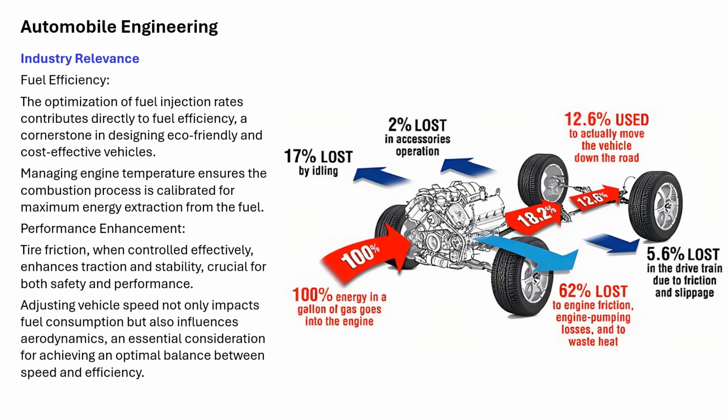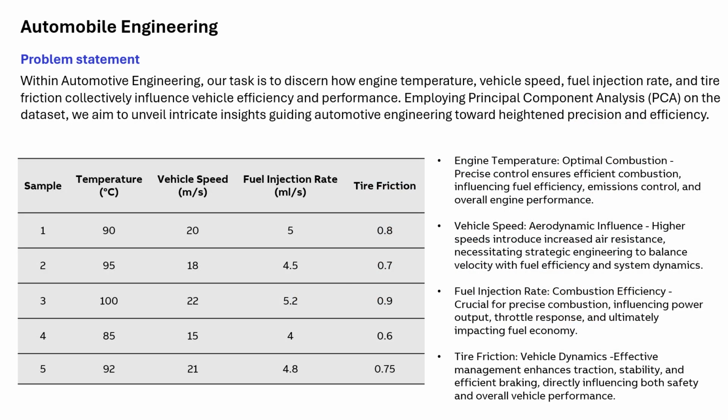between speed and efficiency. Within automotive engineering, our task is to discern how engine temperature, vehicle speed, fuel injection rate, and tire friction collectively influence vehicle efficiency and performance. Employing principal component analysis, PCA, on the dataset, we aim to unveil intricate insights guiding automobile engineering toward heightened precision and efficiency. Look at the dataset in the table.